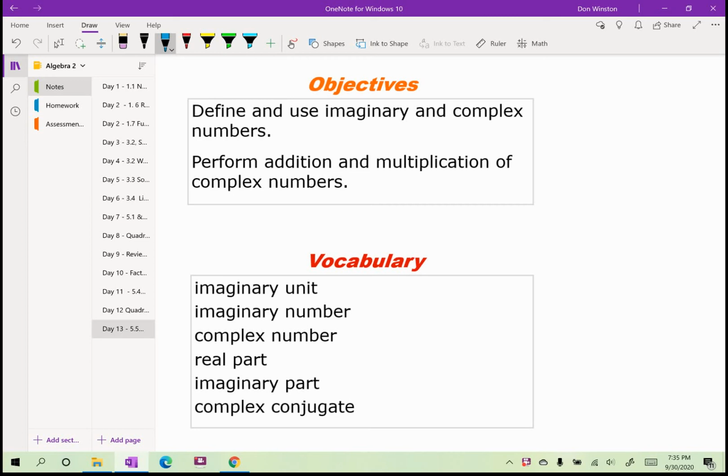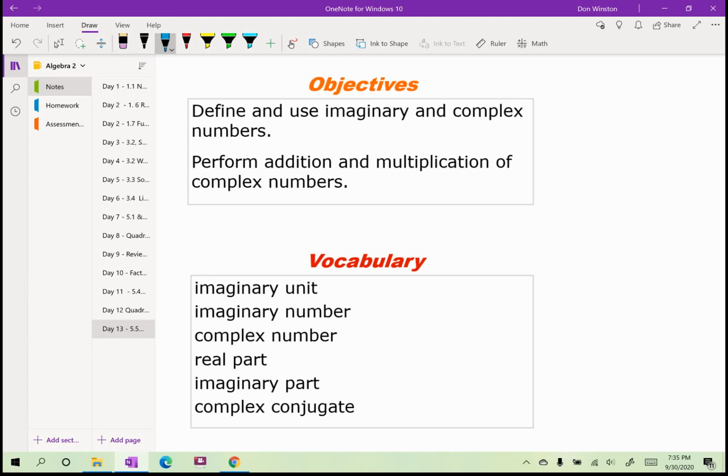Principally, we'll perform addition and multiplication of complex numbers. And then the vocabulary: imaginary unit, imaginary number, complex number, real part, imaginary part, and complex conjugate. We'll do more with complex conjugate tomorrow when we actually start to solve quadratic equations. I will say this though, okay, the imaginary numbers are just that.